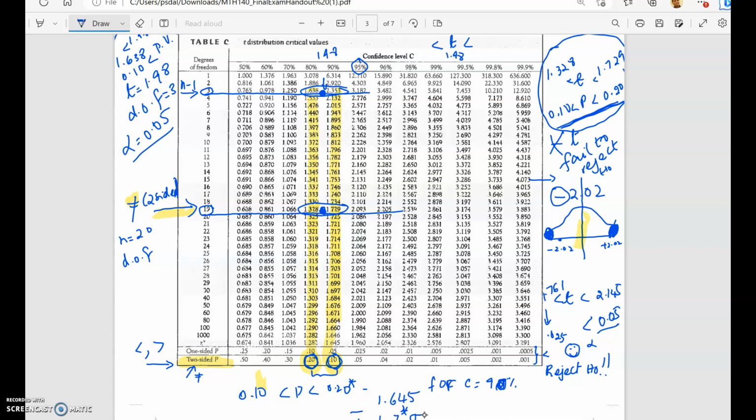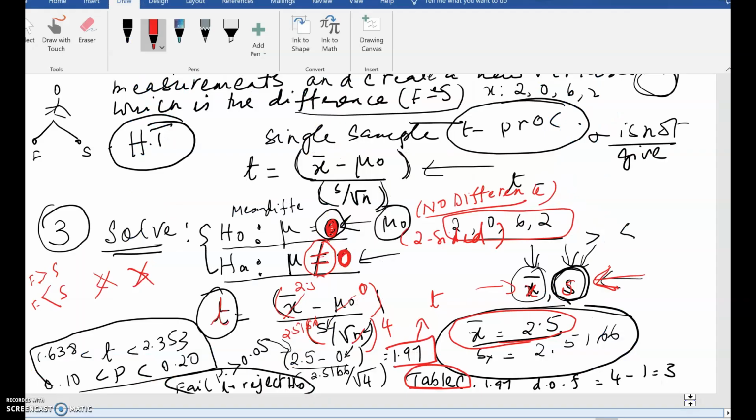1.98 lies between 1.638 and 2.353. Go down those columns. Look at the yellow highlighted part. You go down to the two-sided p-value because again we have a not equal to, and that's how you get 0.10 and 0.20. So your p-value, the smaller number on the left, the larger number on the right, is between 0.10 and 0.20, whereas your t value is between 1.638 and 2.353.